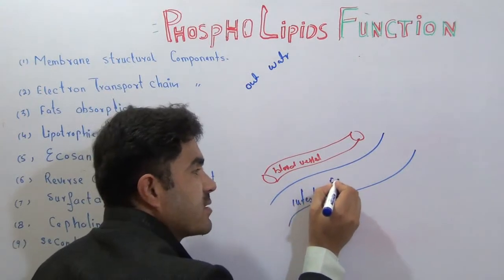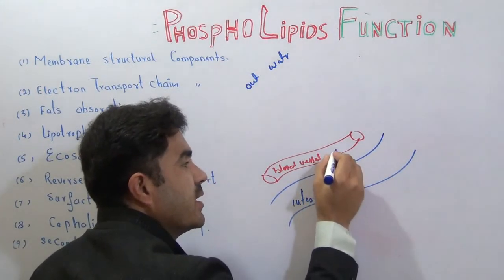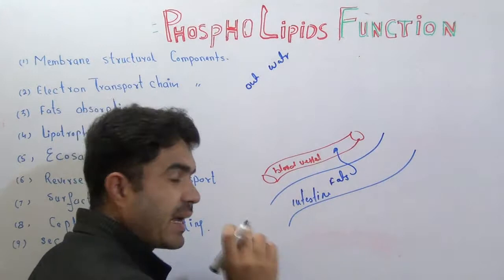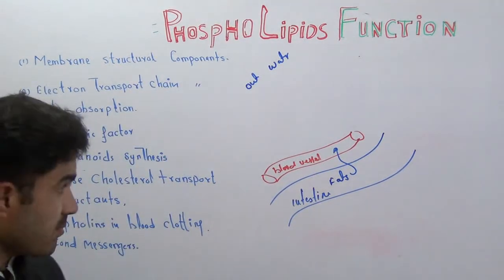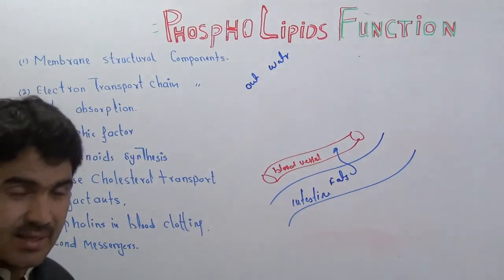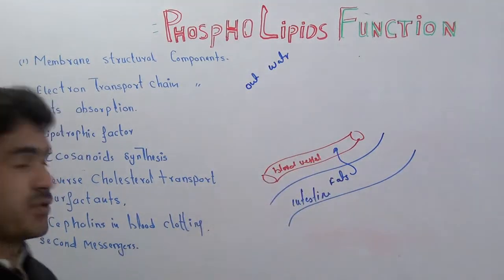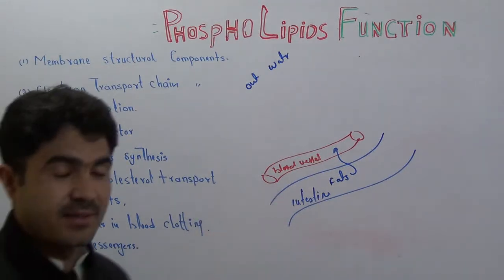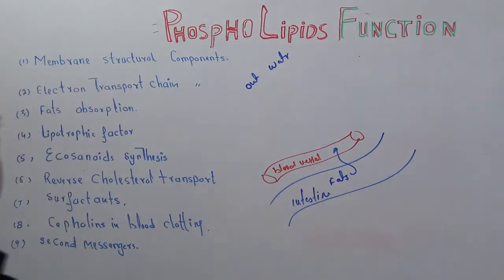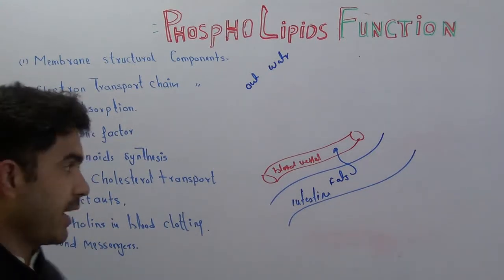How do these fat molecules enter your blood vessel? Again, they take the help of phospholipids. If the phospholipids are present, then the fats will come into your blood, otherwise they will not be able to come into your blood. So again, it goes to the phospholipids. The fourth one is the lipotrophic factor. What is meant by this lipotrophic factor?